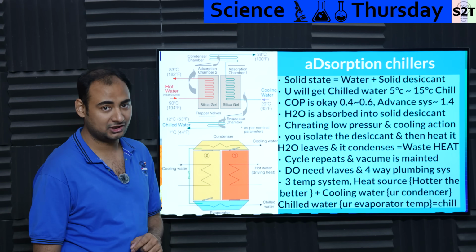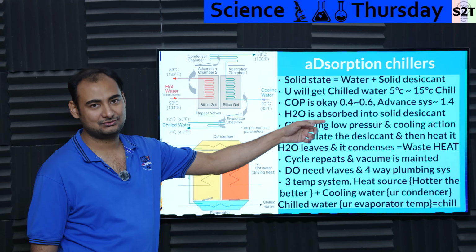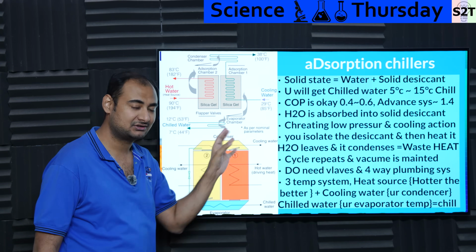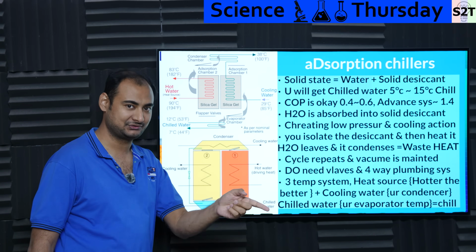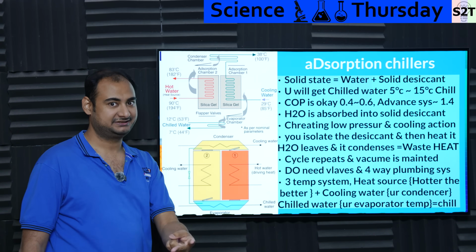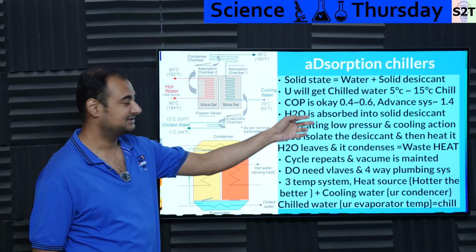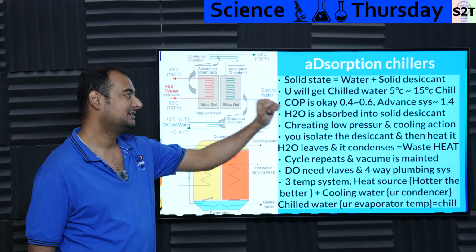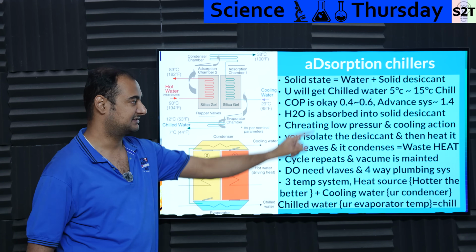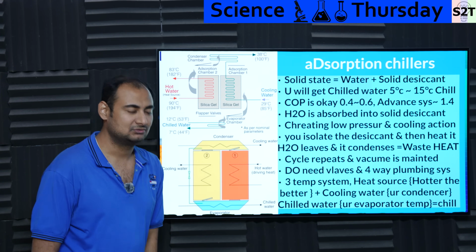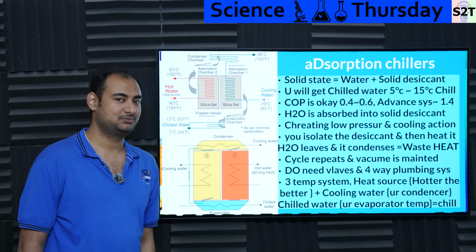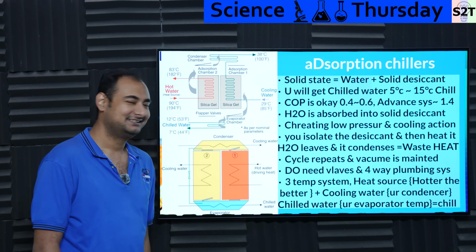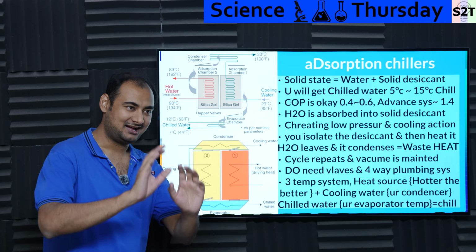Coefficient of performance is horrendous in this, 0.4 to 0.6. But again, that's why this sort of system should only work from a free heat source, either solar or waste heat. So coefficient of performance is bad, like 0.4 to 0.6. Some people are claiming they have an advanced system that can touch 1.4. I have looked through multiple PDFs, none of them specify it. They're like, high COP. I'm like, how high?